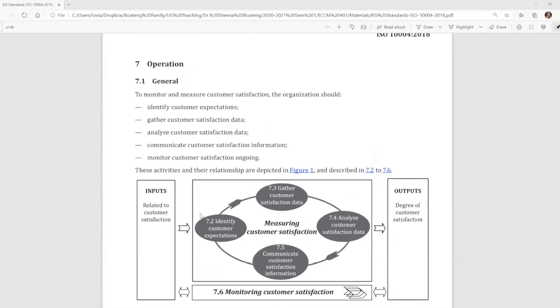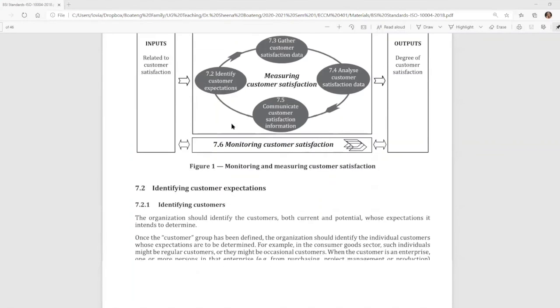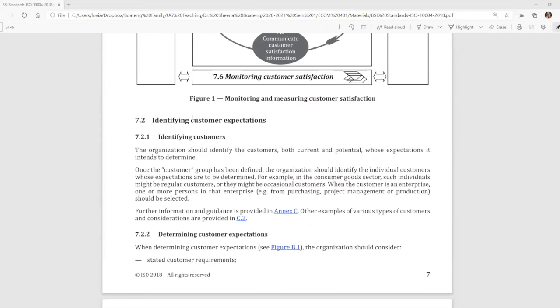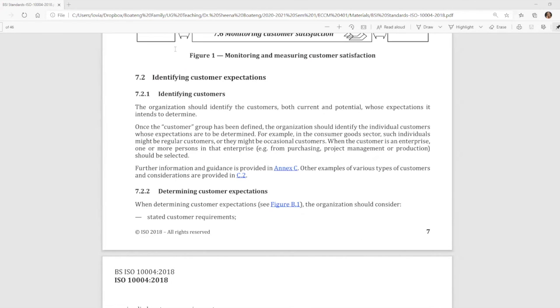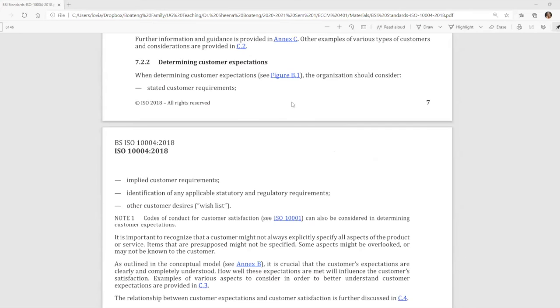So after they give the general breakdown in the standard, then they come down to specifics. They break down how you can identify who your customers are, first of all, and how you determine their expectations. Here they talk about the fact that we can differentiate between stated customer requirements. And these are the requirements that the customer actually tells you about.